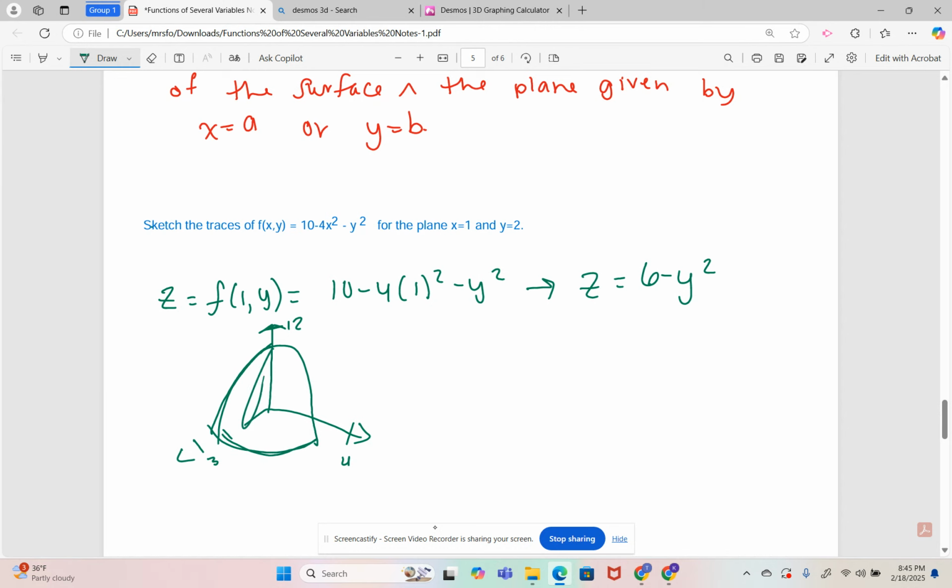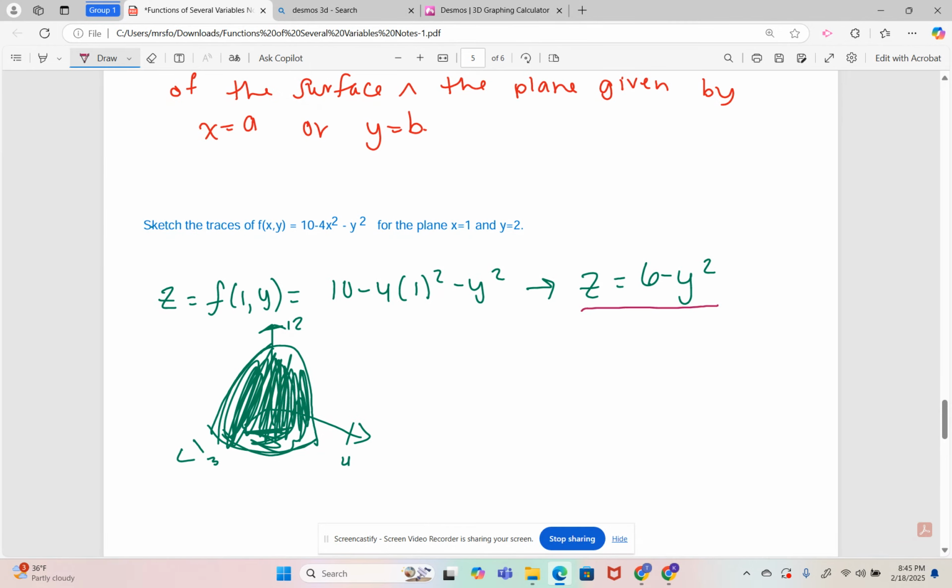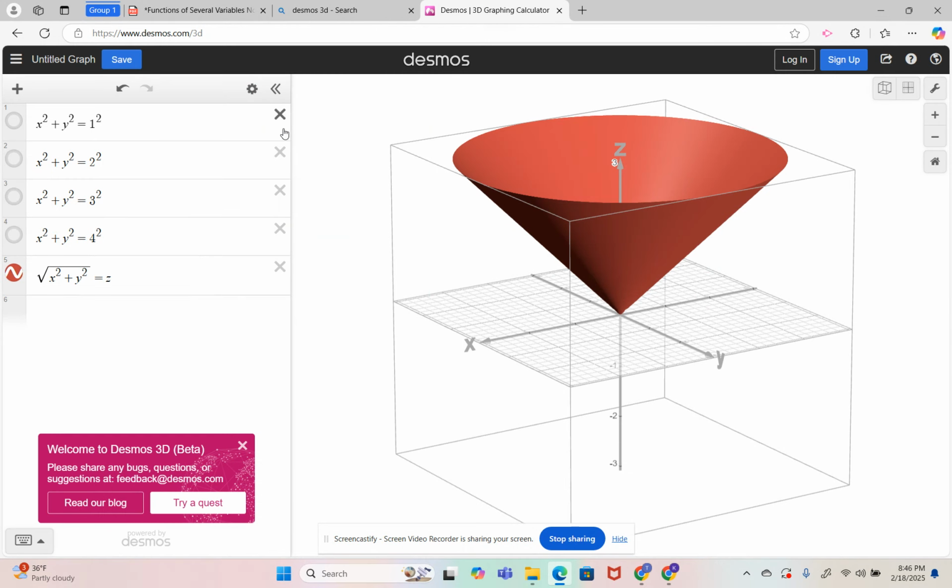Okay, anyway, let's shade this in green. This is the surface. So then this represents where we're going to have our parabola.